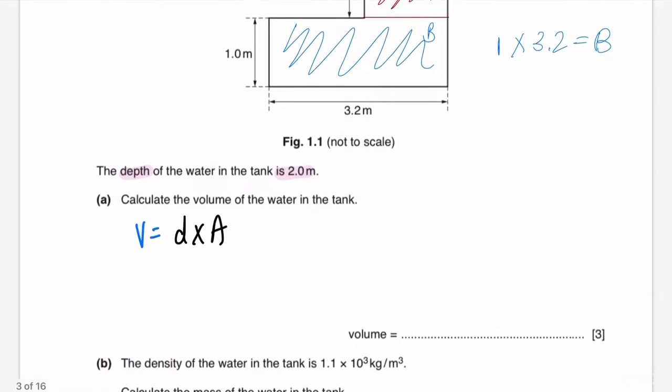So we're already given the depth, which is 2 meters. Therefore, 2 multiplied by the total area, which is 4.96. The answer will be 9.9 meter cube.